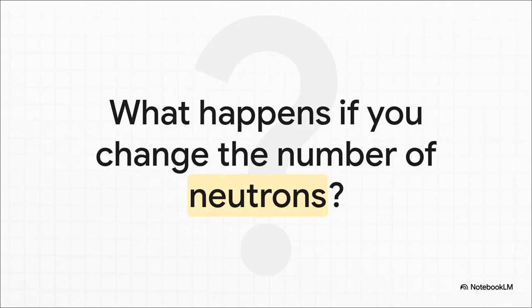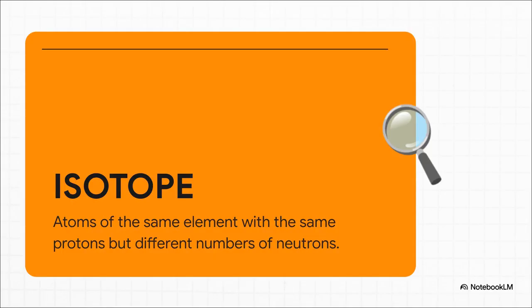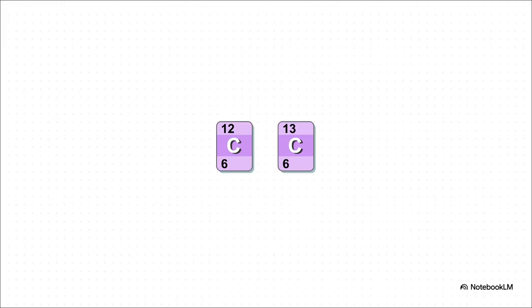So, like we just hinted, changing the number of neutrons won't change what the element is. But it does create a different version of it. So, what do we call that? You get an isotope! Isotopes are just part of the same element family, right? They just have different weights because they're carrying a different number of neutrons in their nucleus. A perfect example is carbon. Its identity is locked in, right? It's got 6 protons, but it can have different numbers of neutrons. So carbon-12 is the one we see most often. It has 6 neutrons. But if you add one more neutron, you get carbon-13. Still carbon, just a little bit heavier. They're just isotopes of each other.